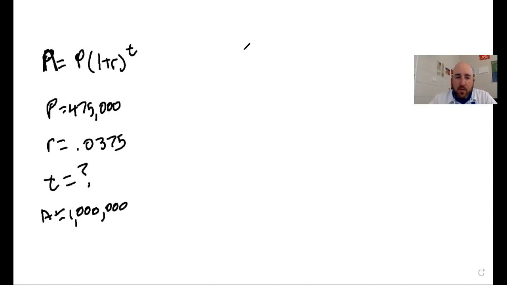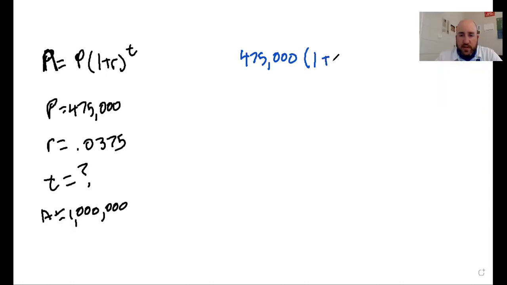So what we're going to do instead is we're not really going to put A. We're going to have our 475, we're going to do our 1 plus 0.0375 to the t power. All right, and then for all the problems like this where we got to plug and chug, I need to see this formula. So give me just a second.